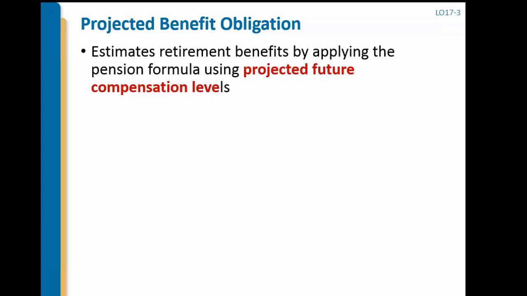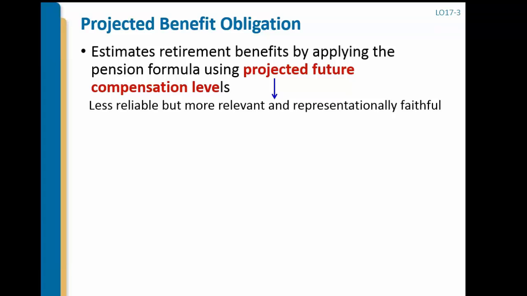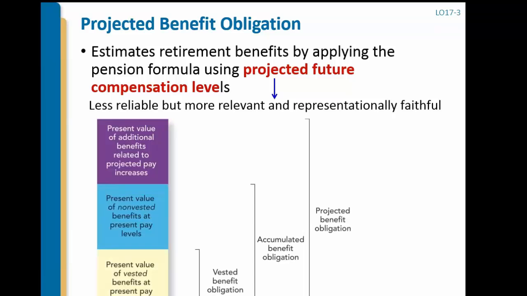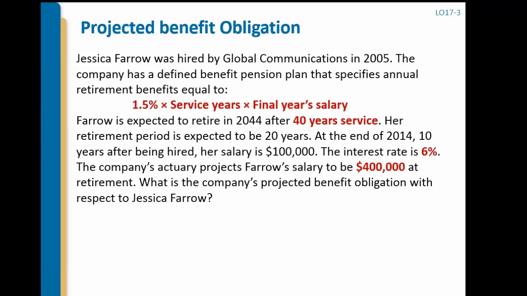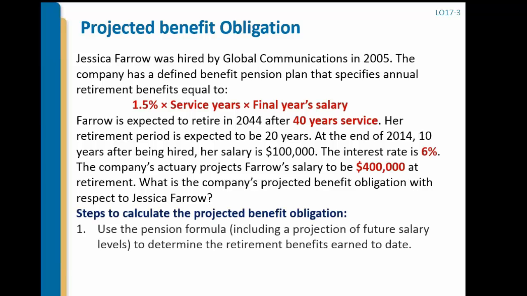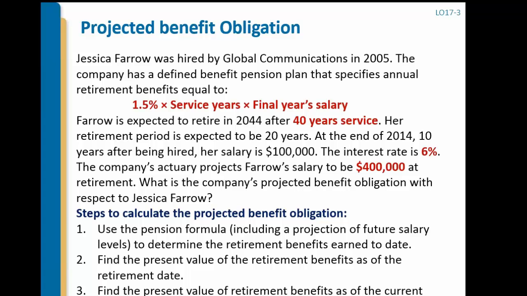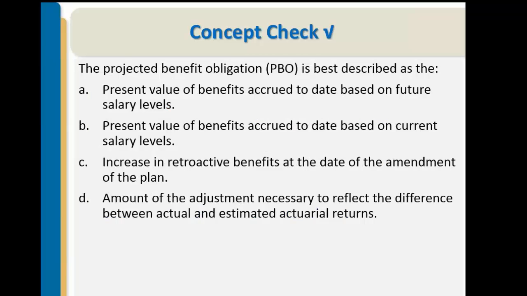So the projected benefit obligation, again, the key thing is that we're looking at the future benefit, future compensation, less reliable, but if we do it correctly, it's faithful to what it is that we're trying to do. And we've gone through this calculation here. I think we've kind of gone through this.